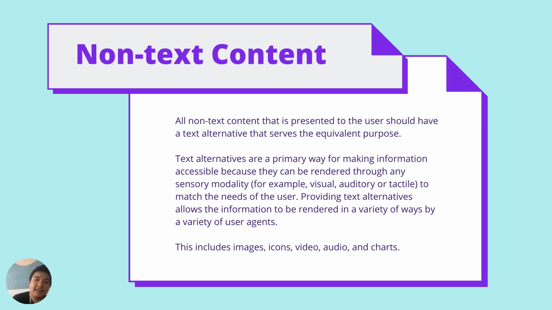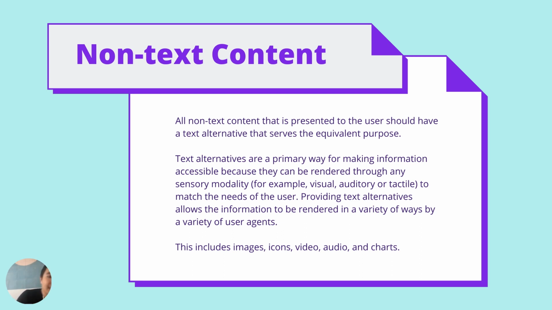Providing text alternatives allows information to be rendered in a variety of ways by a variety of user agents. So if you're finding it really hard to read content, you might prefer to have a voice assistant read that out to you. Or if you can't see, but you prefer feeling content, then you might want to have that translated to a braille context. And we can only do that if there's text there. So all non-text content would include, but not be limited to, images, icons, video, audio, and charts.